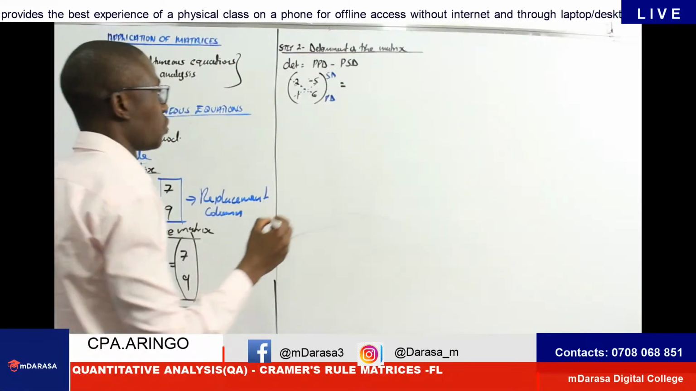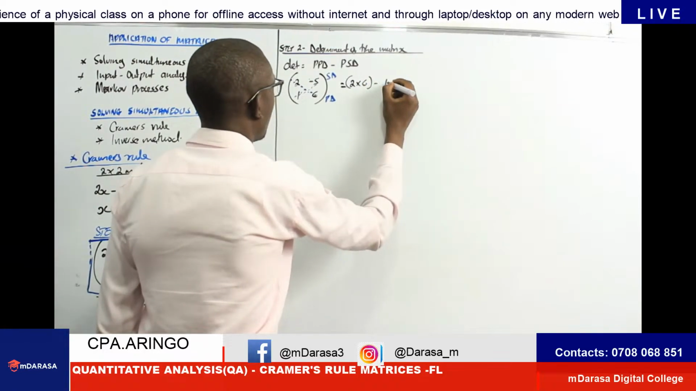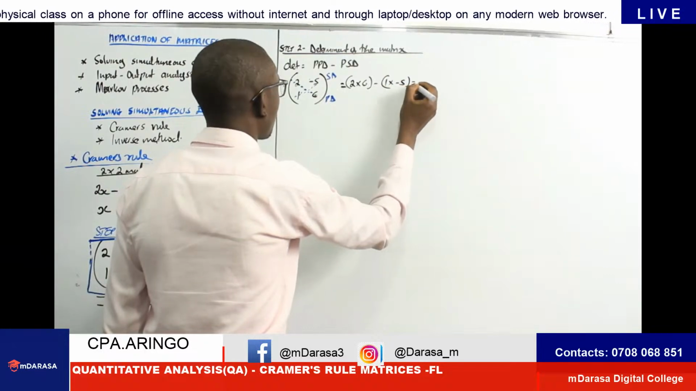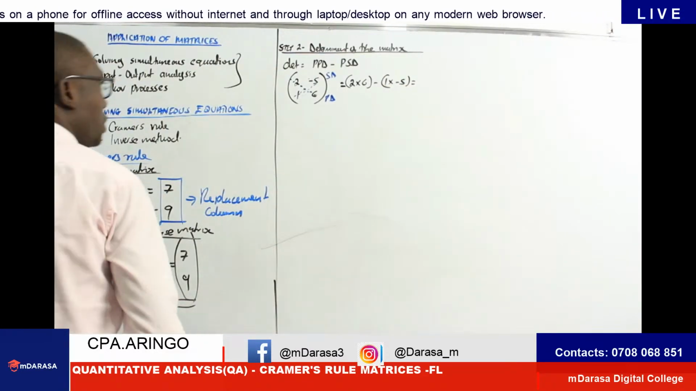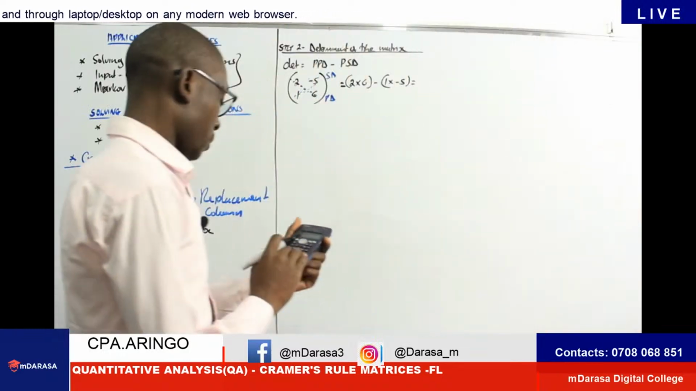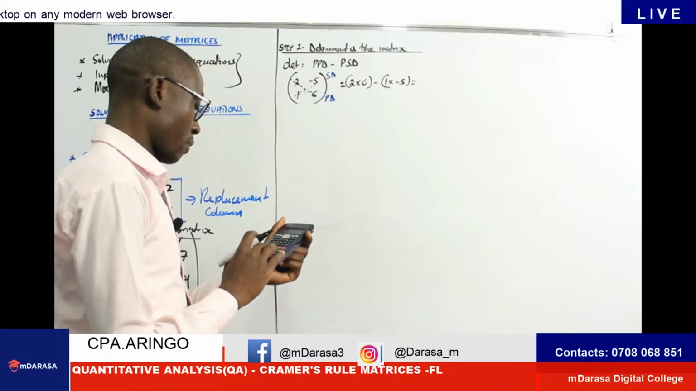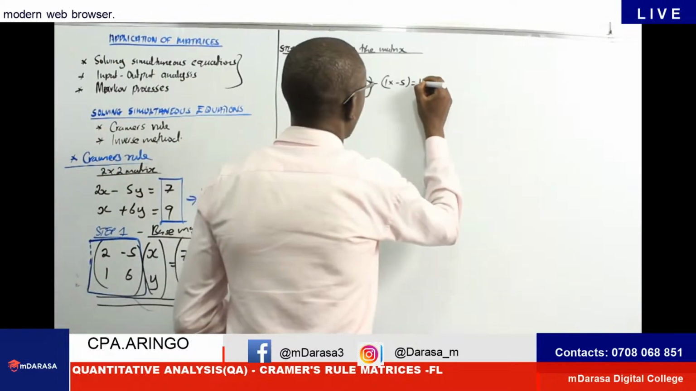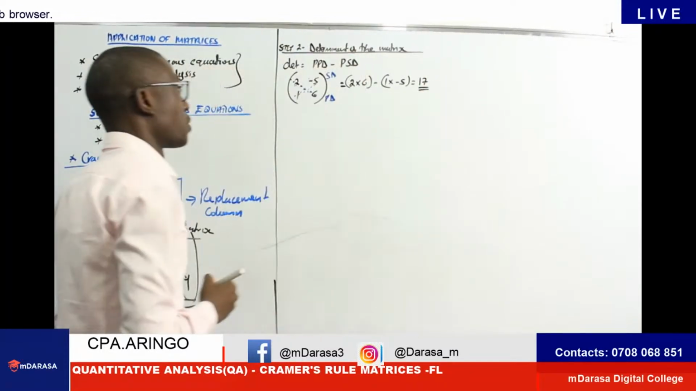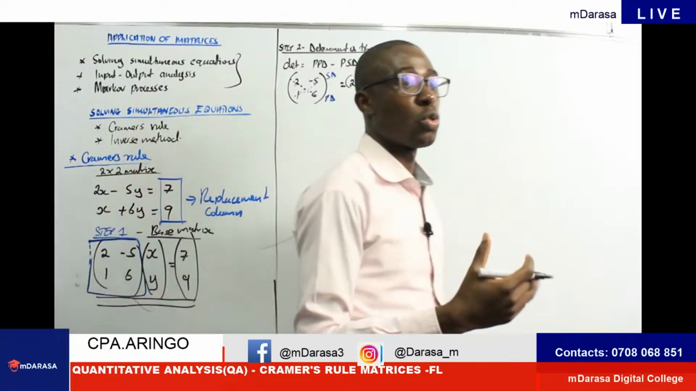So the determinant would be 2 by 6 less 1 by negative 5. So that should give us a determinant equal to 2 by 6 minus 1 by negative 5, which should give us a figure of 17. That should give us 17, right? So that will be our determinant, which again we must always tend to recall, that procedure.